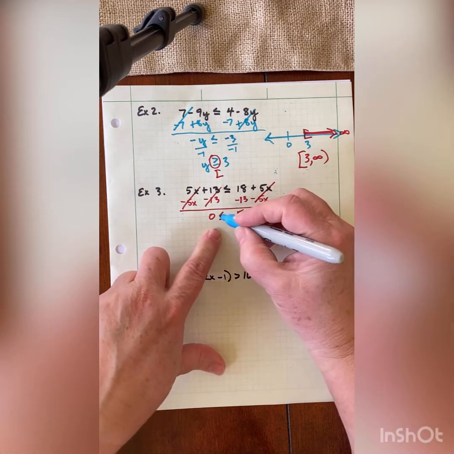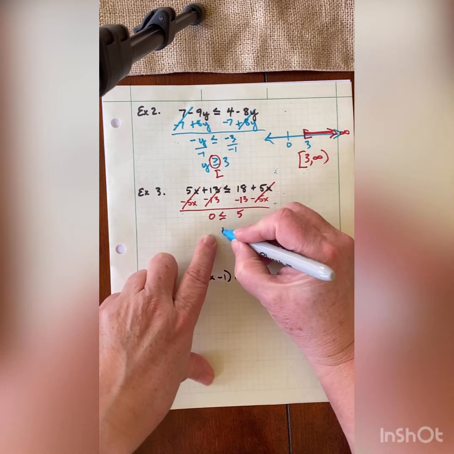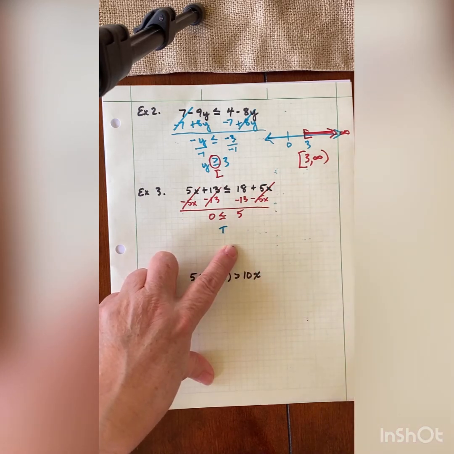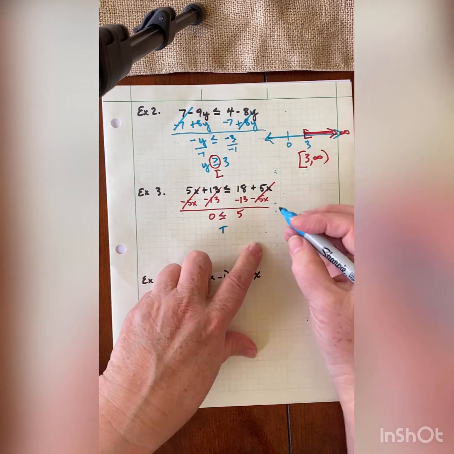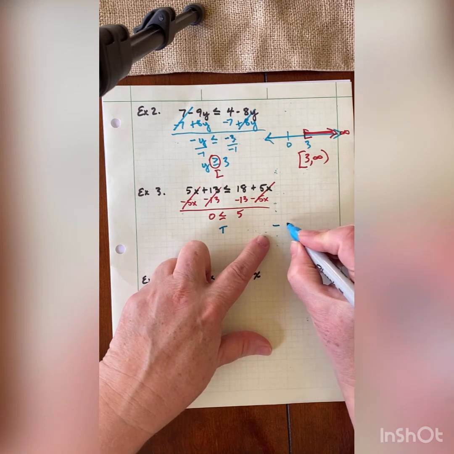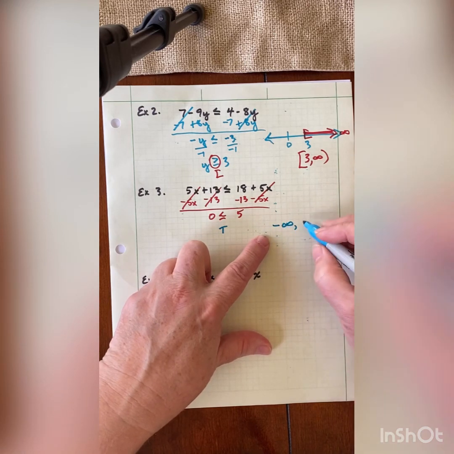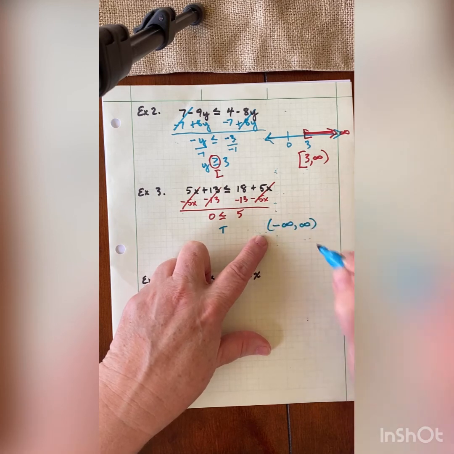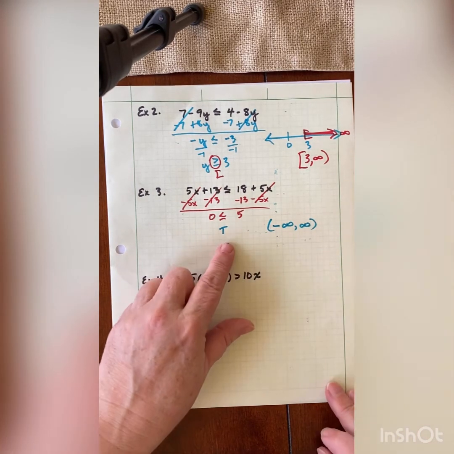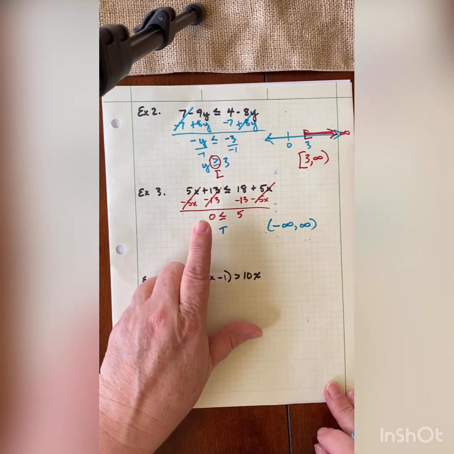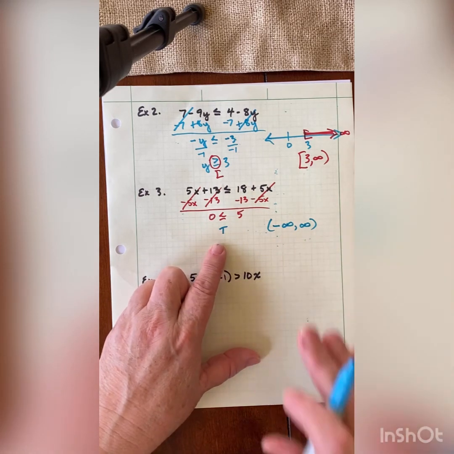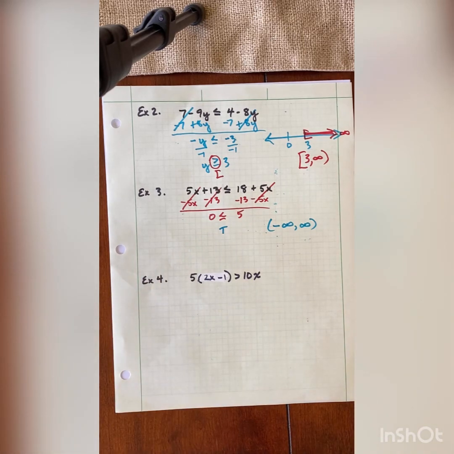Okay, so if 0 is less than or equal to 5, which is true, that means there's going to be an infinite number of answers, and our answers will range from -infinity up to positive infinity. Okay, so when your variables drop out and it's a true statement, you will have an infinite number of answers. So all real numbers will work, and this is called the identity inequality. I'm never going to ask you that, but just in case.